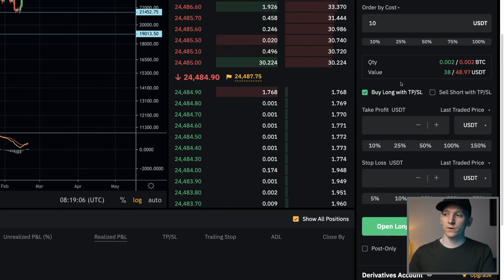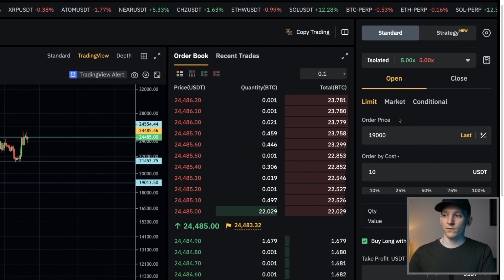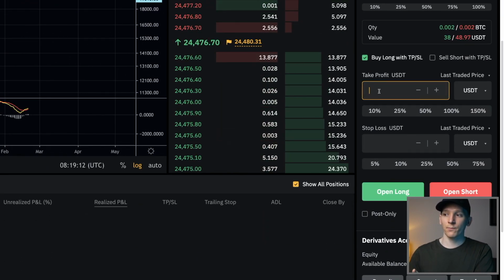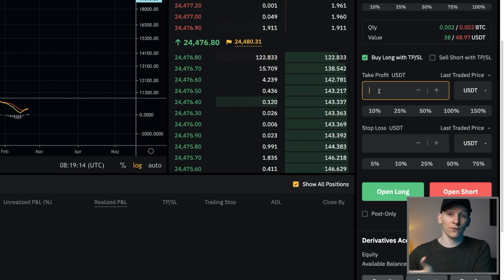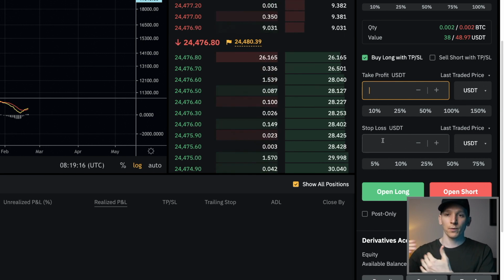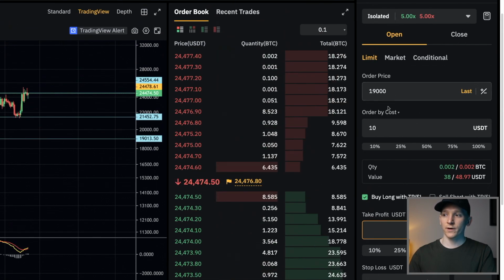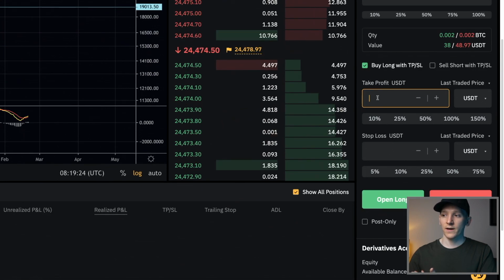Now what the system will do is enter your limit order on the screen, but it will also enter two other orders as well. One is a take profit above the current price if you're going long, and then the stop loss below that price if you're going long as well, to stop any losses and make sure we don't get liquidated. So if you're entering an order at say 19,000, you could enter a position.